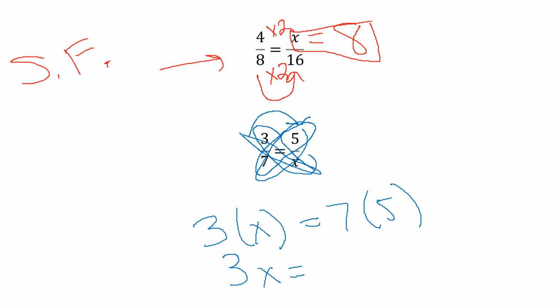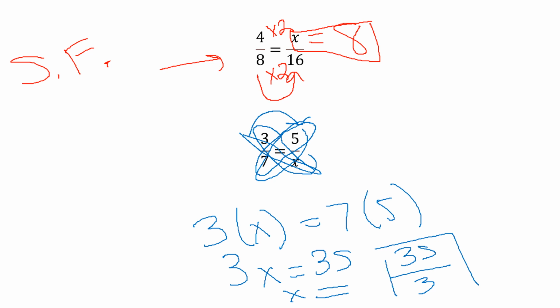7 times 5 is 35. I'm going to need to move that 3 over and divide, and I'm going to leave it as 35 over 3. If it can reduce, reduce it. Don't put it in decimal form, leave it as a fraction for right now. So this is my answer.